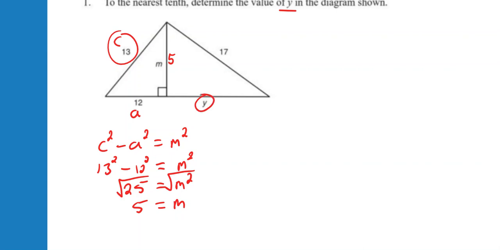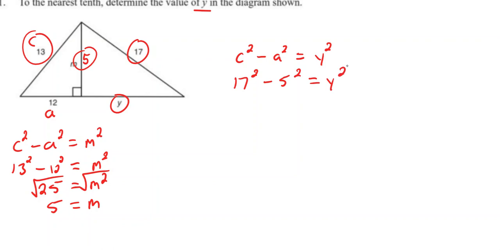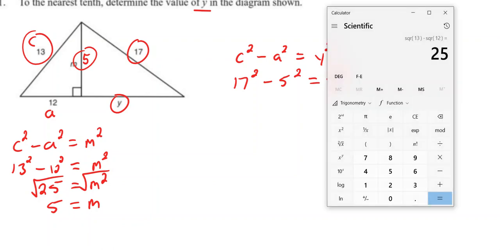And now I can just solve for this one really the same way, right? You have the hypotenuse and one of the legs. So just be careful. This isn't going to be a squared plus b squared is equal to c squared. This will be c squared minus a squared is equal to, and we're solving for y, so I'll keep it as y squared. Okay, so this will be 17 squared minus 5 squared is equal to y squared. And then square root that, and we'll square root it at the end.